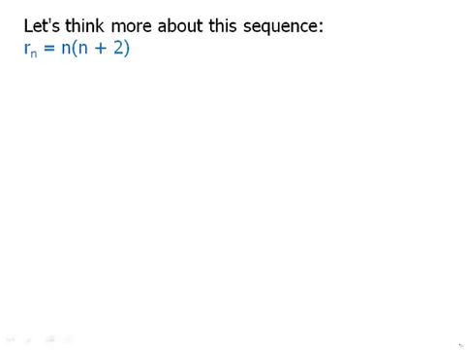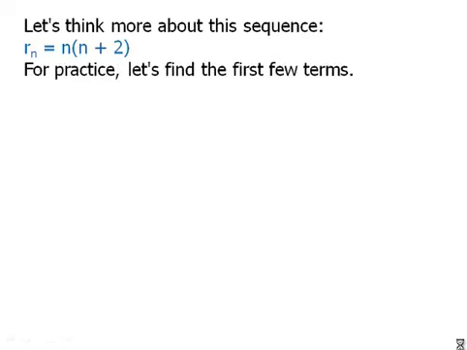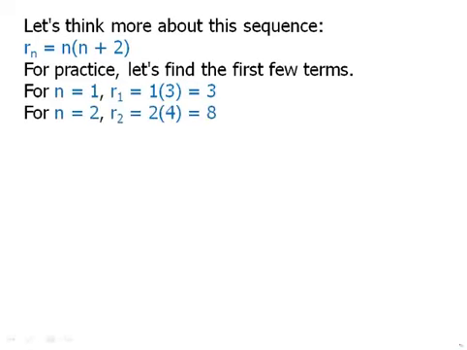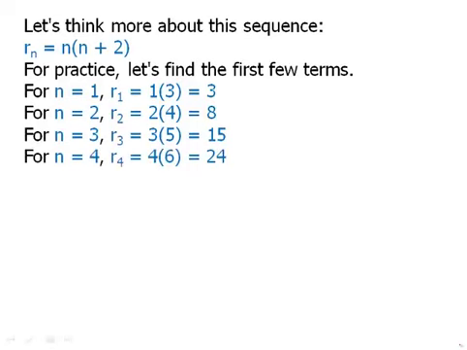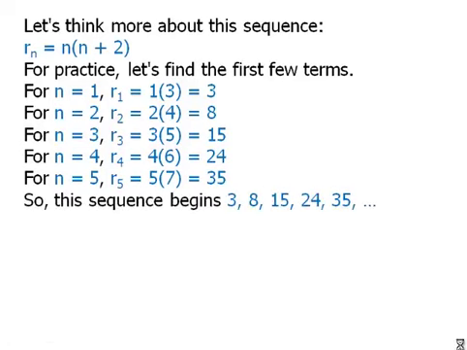Let's think more about this sequence. R sub n equals n times (n plus 2). For practice, let's find the first few terms. So when n equals 1, we get 1 times 3, which is 3. That's the first number on the list. When n equals 2, we get 2 times 4. That's 8, the second number on the list. For n equals 3, we get 3 times 5. That's 15, the third number on the list. For n equals 4, we get 4 times 6. That's 24. For n equals 5, we get 5 times 7, 35. And so the sequence begins with those numbers. Those are the first 5 numbers on the list. 3, 8, 15, 24, 35.